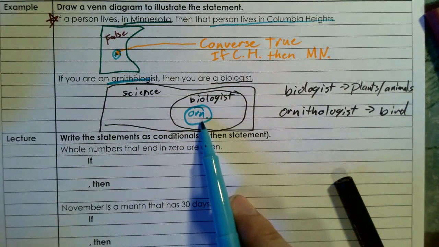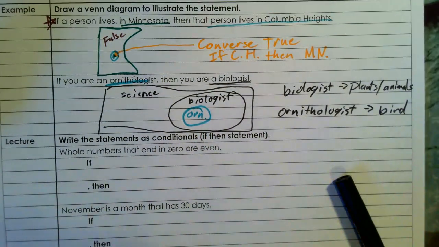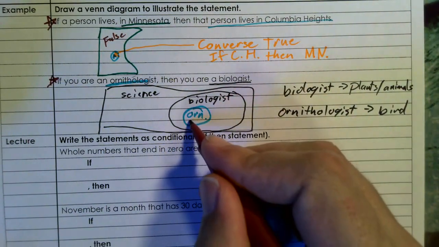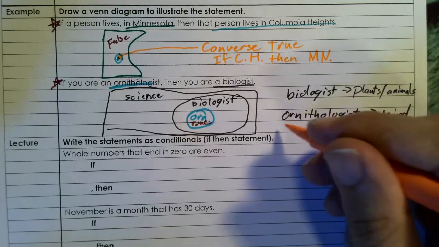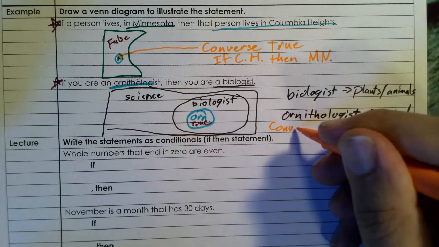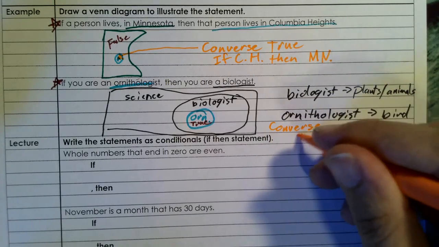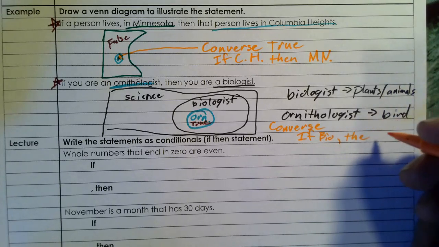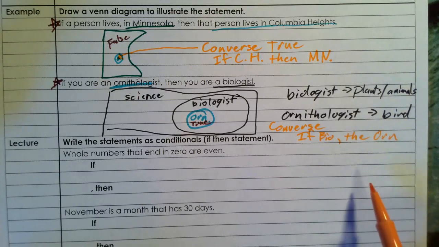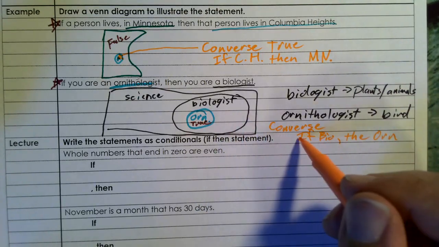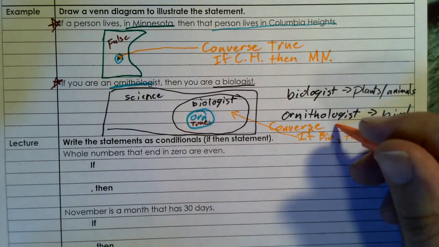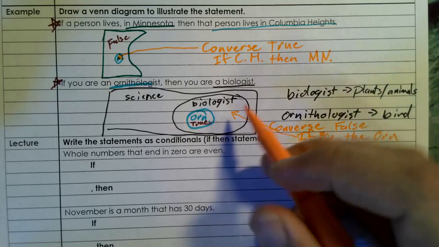So if we're in the blue bubble, are we in the black bubble? Yes. So that's true. If we check our converse, if biologist, then ornithologist, that doesn't make sense because if we're in biologists, if we're out here, we don't have to be in this blue circle. We might be, but we're not quite there. So this one is false because we could be out in this area.